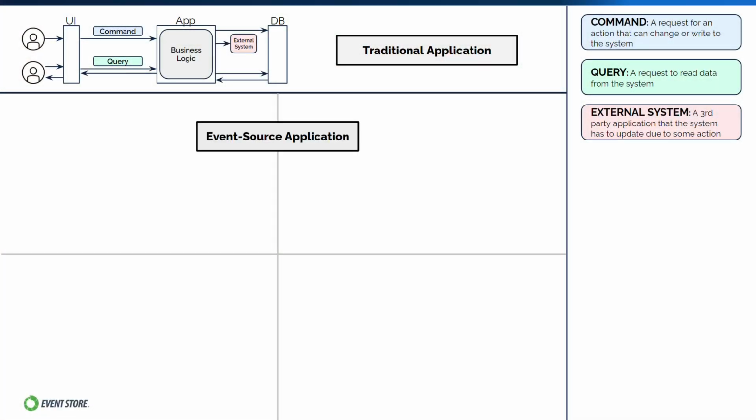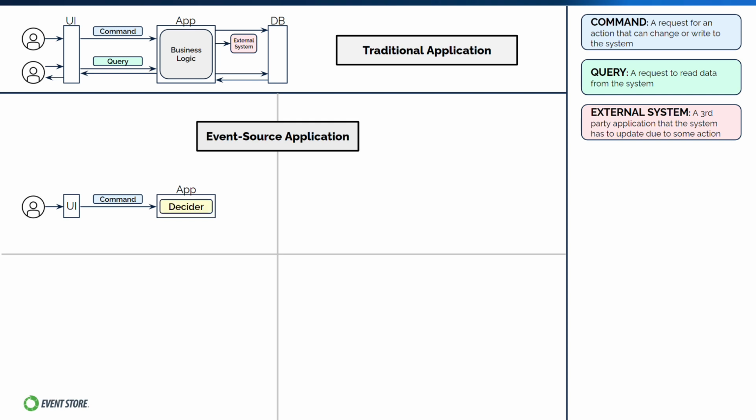An event-sourced application starts in a similar manner to traditional applications. A user triggers an update through the UI, which sends a command to the application layer. However, instead of executing the command with the business logic as before, the command is executed by a decider.